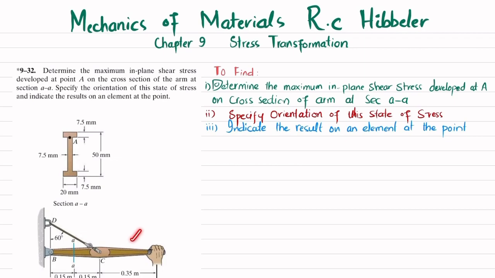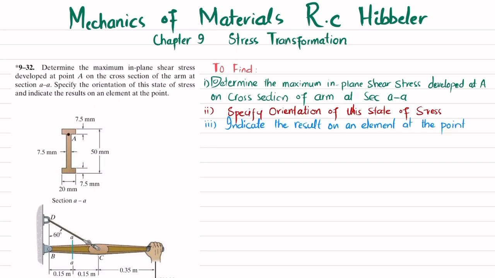So you can see this is the arm and there is a 500 Newton load applied at point B. We have a pin support and there is a rope CD which supports this arm. Clear? And we have to find, at the cross section AA, the cross section of the beam is shown over here. So at this cross section, we have to find the maximum in-plane shear stress at point A, and then we have to specify the orientation of this state of stress and indicate the result on the element. So let's start with the solution.